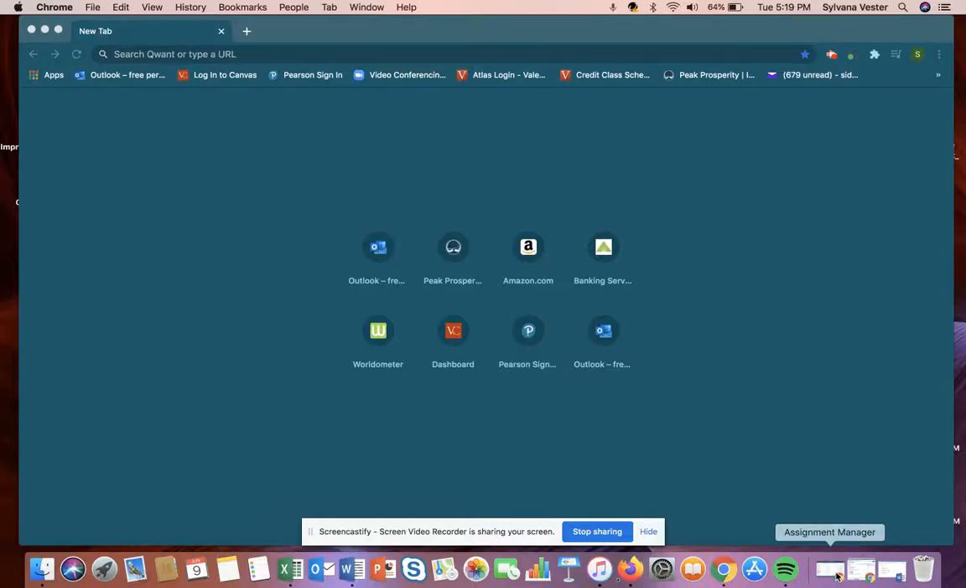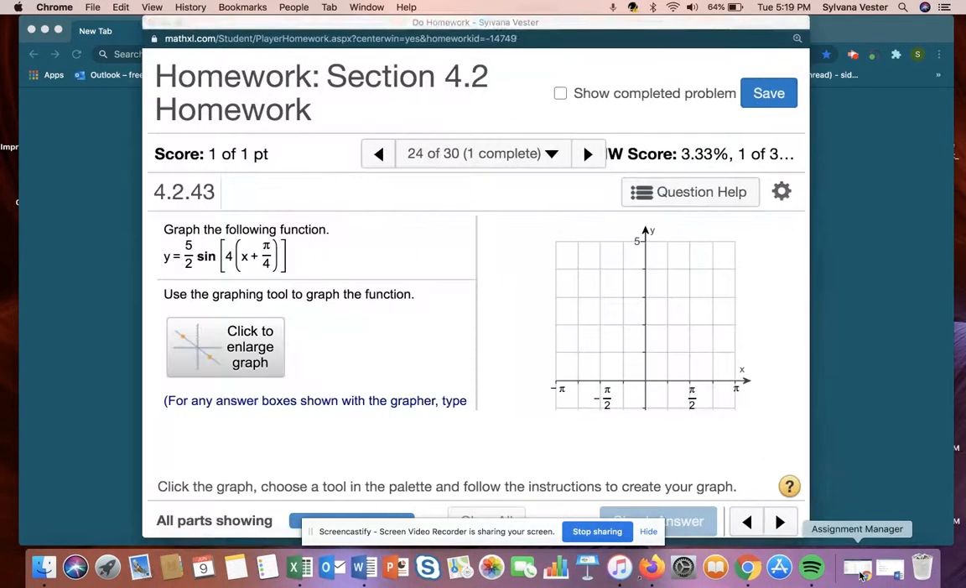Hi, I'm going to go ahead and hopefully explain how to use this graphing tool. So here's an example in 4.2: y equals 5 halves sine of 4 times quantity x plus pi over 4.